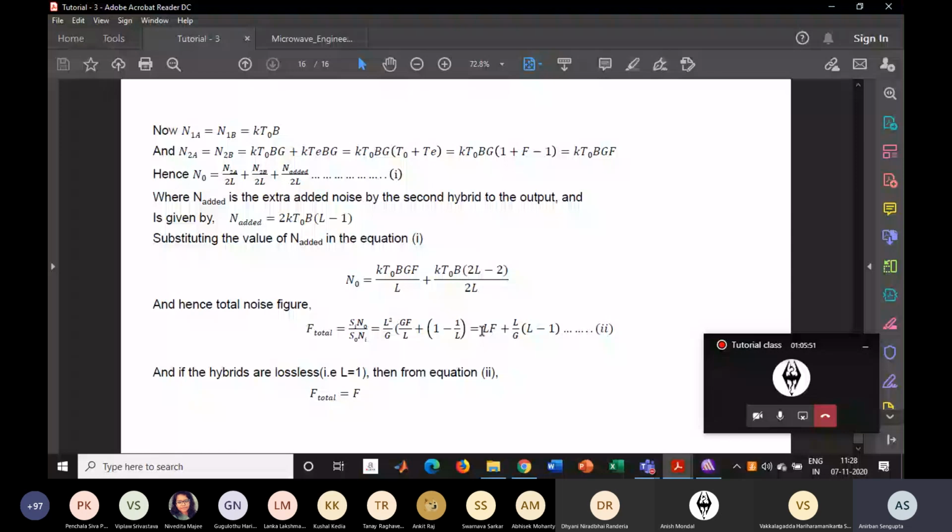Now putting in the lossless condition, if the hybrids are lossless, that means the loss is 1. Then the equation falls to F total equals F. So here, the last question of this tutorial ends.